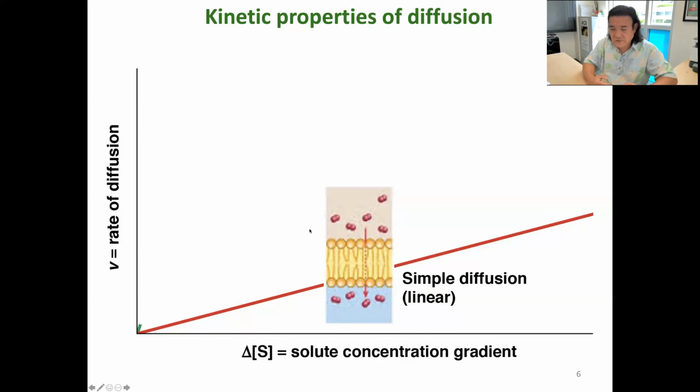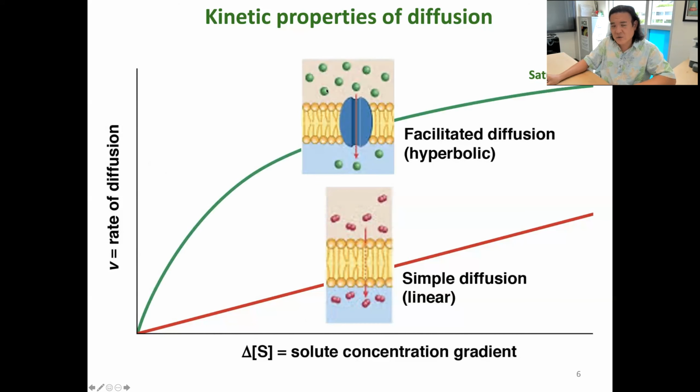Because these are just allowed to flow through, the more you have on the outside, the faster and more of the molecules flow in, purely based on the concentration of these red molecules on the outside. So it's linear, because there's nothing to actually stop them from moving through. So that would be simple diffusion. Simple diffusion follows a linear kinetics of rate of diffusion.